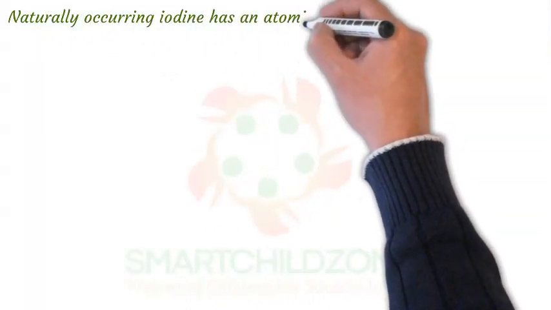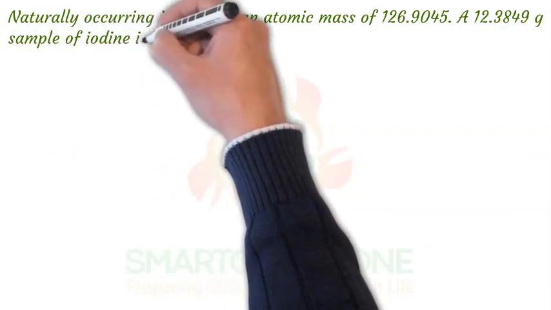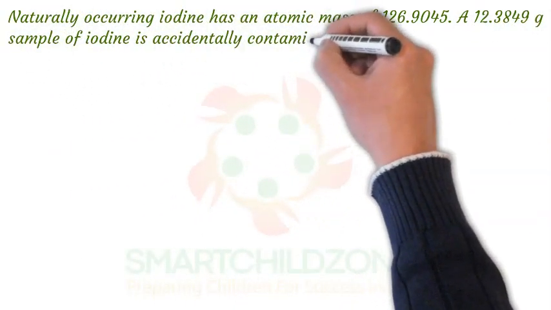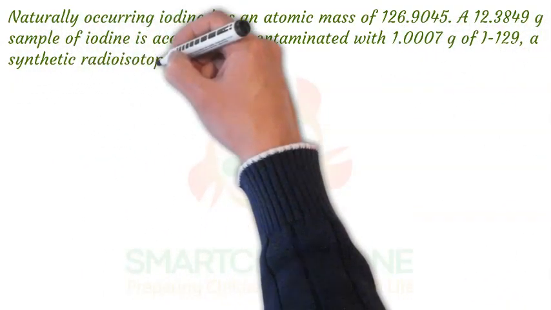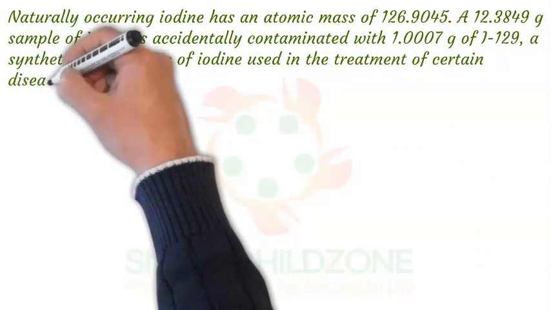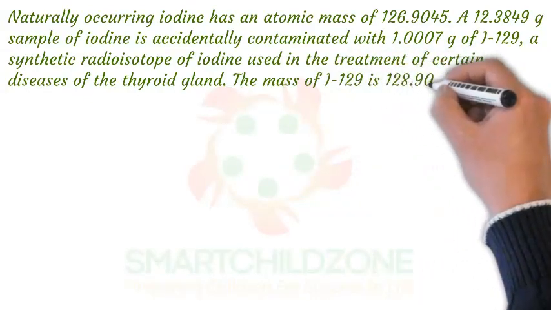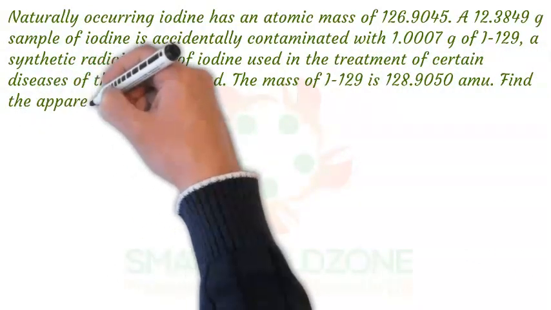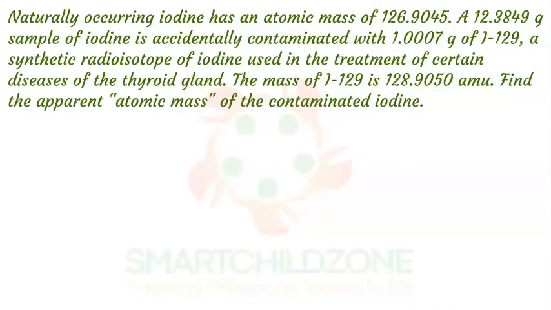Naturally occurring iodine has an atomic mass of 126.9045. A 12.3849 gram sample of iodine is accidentally contaminated with 1.0007 grams of I-129, a synthetic radioisotope of iodine used in the treatment of certain diseases of the thyroid gland. The mass of I-129 is 128.9050 AMU. Find the apparent atomic mass of the contaminated iodine.